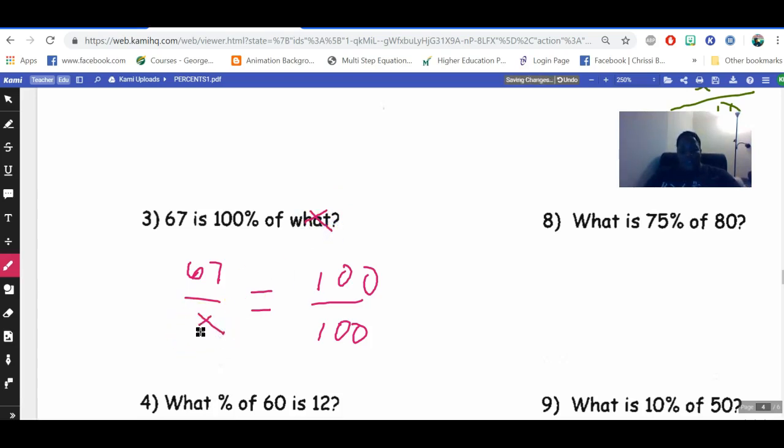And cross multiply and divide. Cross multiply this way, because you can't multiply that way. 67 times 100, and divide by the only number that's left, which is 100. And your answer is 67. So in this case, x equals 67. Doesn't that make sense? 67 out of 67 is 100%. Okay, let's try another.